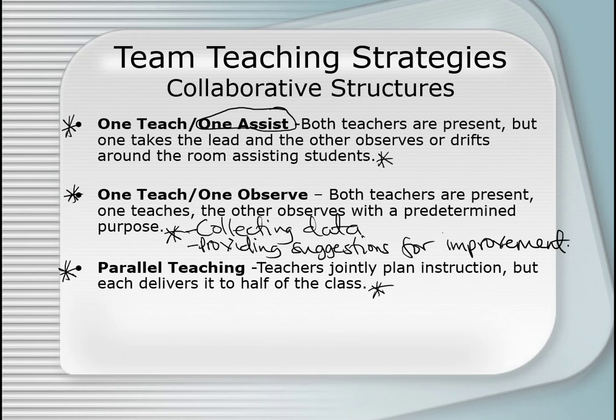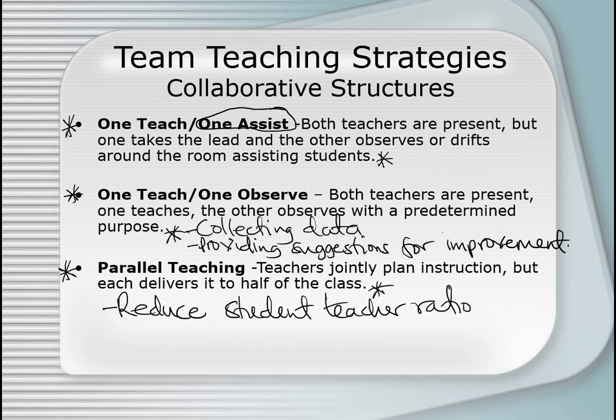So this works better if you want to reduce the student teacher ratio. Maybe you have a big class with 40 students. In terms of team teaching, you can say, we are planning together our lesson. I want you to have 20 students and I am going to have 20 students. In that case, one teacher is teaching 20 students, the other teacher is teaching 20 students. You have reduced the teacher student ratio.